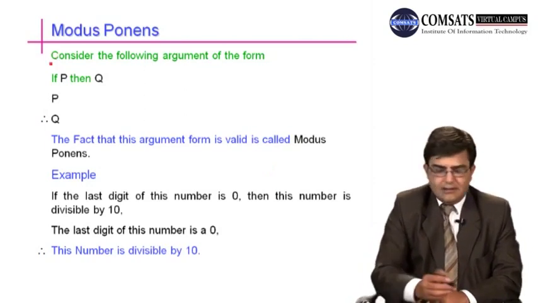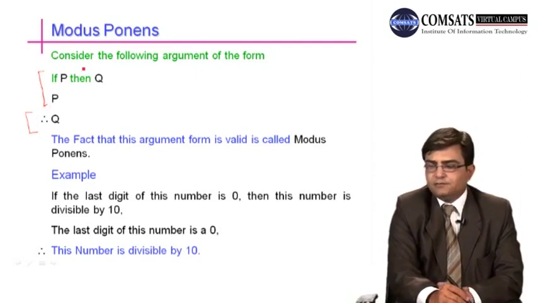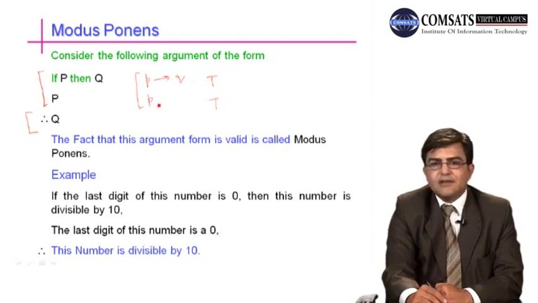So the first argument is this, in which we have two premises: if p then q, and p, therefore q. This is the conclusion. The first we can write as p implies q, and the second is p. Now, these are two premises, and we suppose the truth values of both premises are true. So this conditional statement is true, and this statement is also true. On the basis of the second statement, which is p, we suppose p is true.